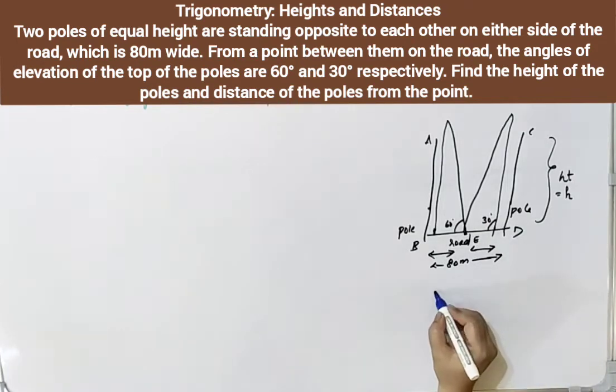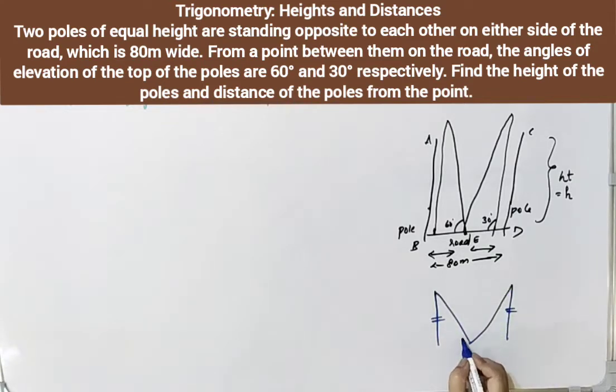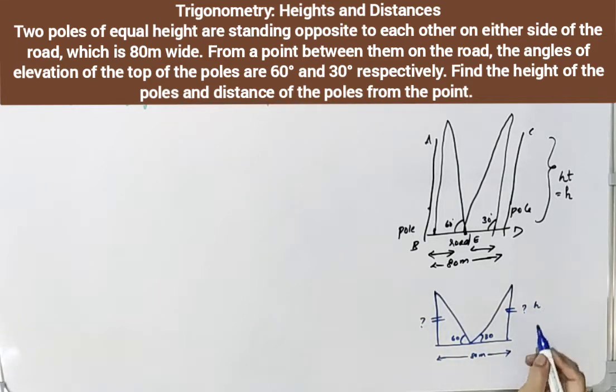So let's redraw this. So you have two poles of equal heights. There is a point, angle of elevation is given to this particular point. One is 60 degree and one is 30 degree. This is 80-meter wide. We'll have to find this height. Let's call it h. Let's name the points A, B, C, D, E. We'll also have to find the distance from B to C and C to D, that is from the point of observation to the foot of the poles. There are two triangles here, triangle ABC and triangle EDC.